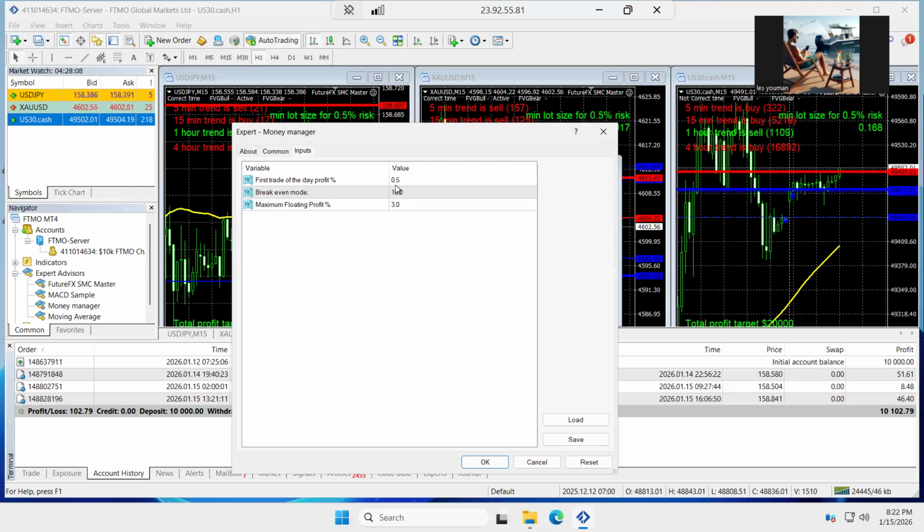So it's important not to set that too small, but you also don't want to set it too big, because the idea isn't to use it to make some big profit. It's just to get to break even.